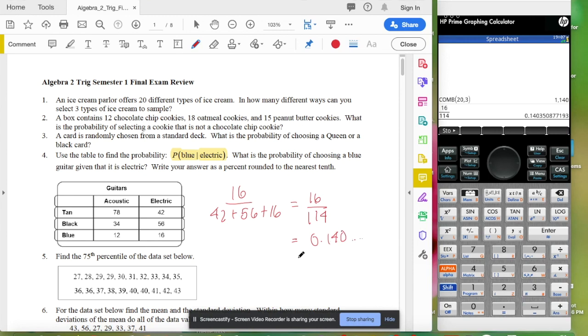0.140, etc. And we want this to be a percent, rounded to the nearest tenth. So 14.0%, because 0 is in the tenths place, and then we have a 3, which tells it to stay 0. So that will be our percent.